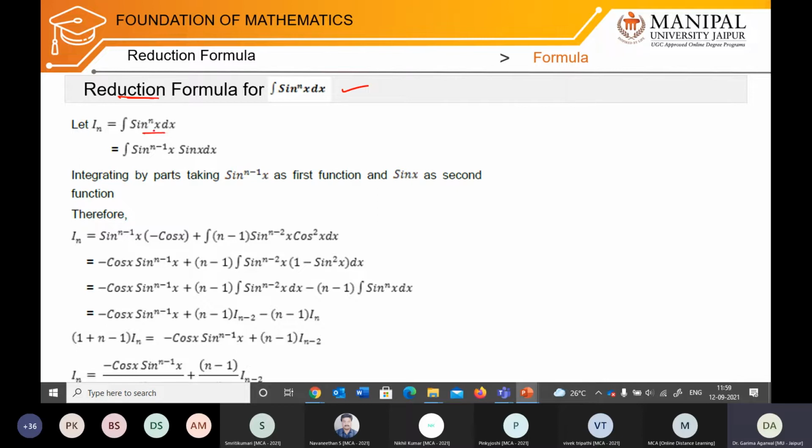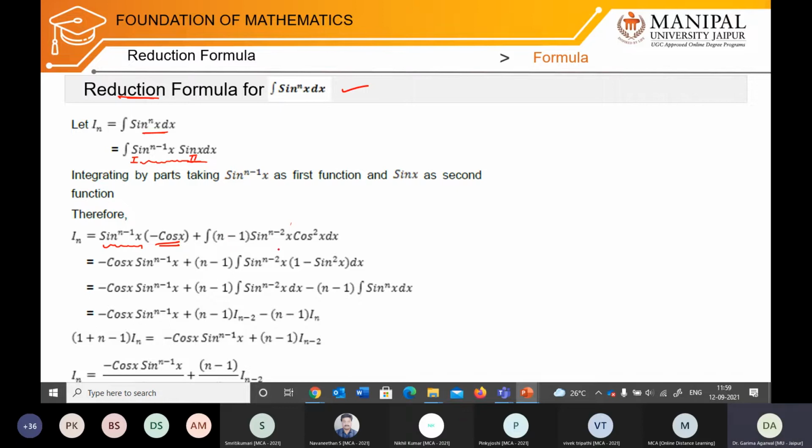First of all, we split this term sine raised to n x into sine raised to n minus 1 x times sin x, right? Then sine raised to n minus 1 x is the first function and sin x will be the second function, right? Then we'll use the concept of integration by parts. First term as it is, integration of second term, that is minus cos x, minus integration of differentiation of first term and integration of second term, right?